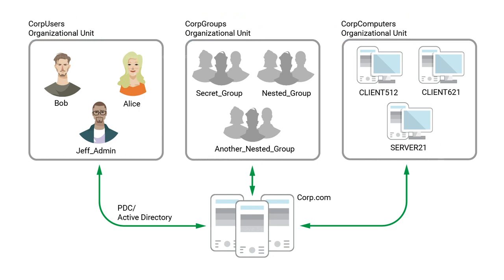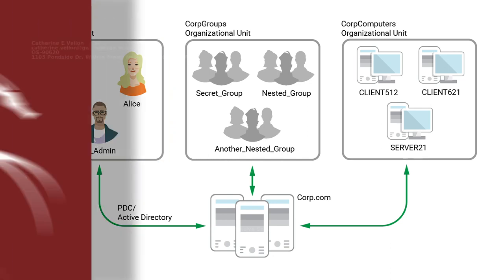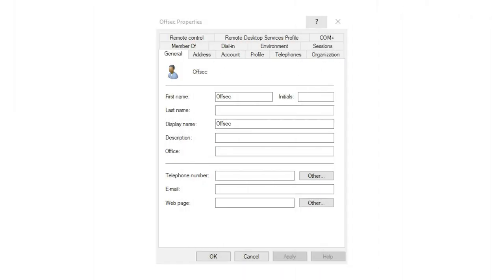Computer objects represent actual servers and workstations that are part of the domain, also referred to as domain joined. And user objects represent employees in the organization. All AD objects contain attributes, which vary according to the type of object. For example, a user object may include attributes such as first name, last name, username, and password.